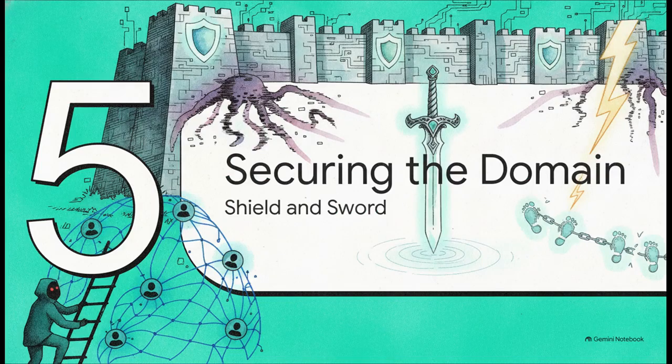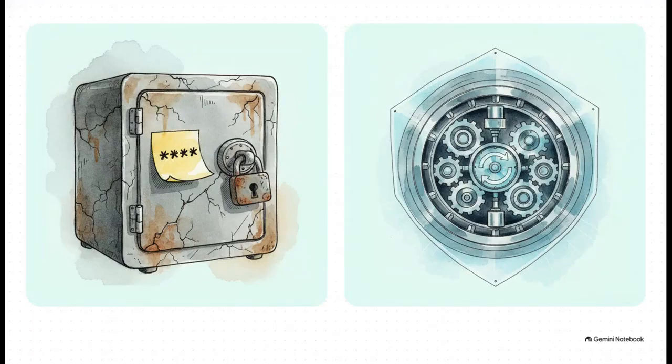Let's pivot now to Section 5, Securing the Domain, Shield and Sword. Now that we've built and connected the domain, we have to defend it against modern credential theft, ransomware, and lateral movement. One of the biggest, scariest vulnerabilities in any AD environment is regular service accounts. These are the accounts running back-end server processes, often with highly privileged, non-expiring passwords that get written on a sticky note and forgotten. The modern security standard is to replace them with Group Managed Service Accounts, or gMSAs.